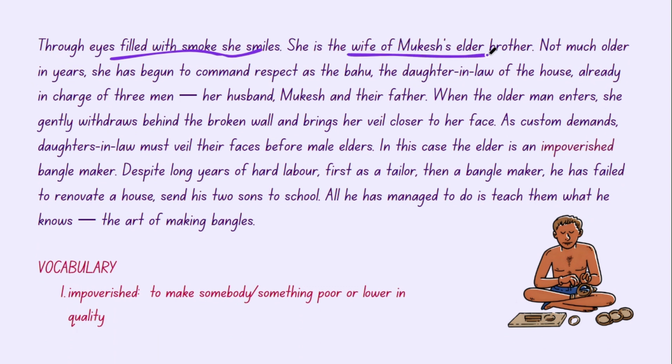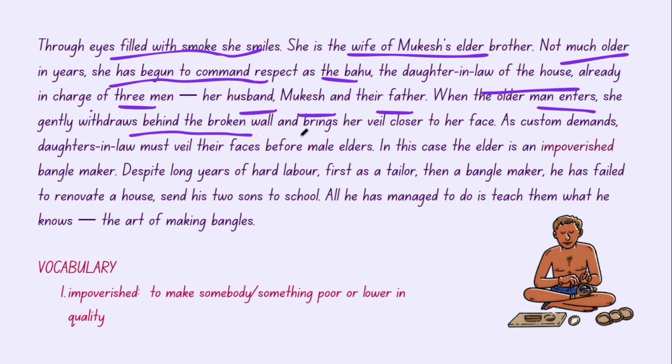She is the wife of Mukesh's elder brother. Not much older in years, she has begun to command respect as the Bahu, the daughter-in-law of the house, already in charge of three men: her husband, Mukesh, and their father. When the older man enters, she gently withdraws behind the broken wall and brings her veil close to her face. As custom demands, daughters-in-law must veil their faces before male elders.